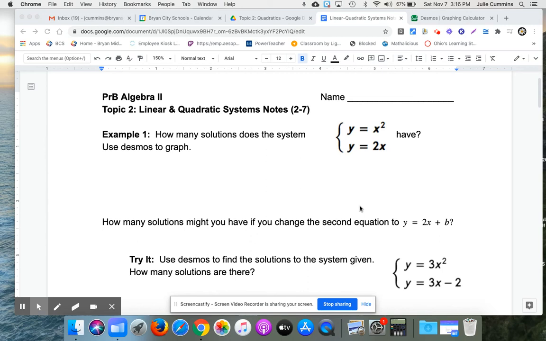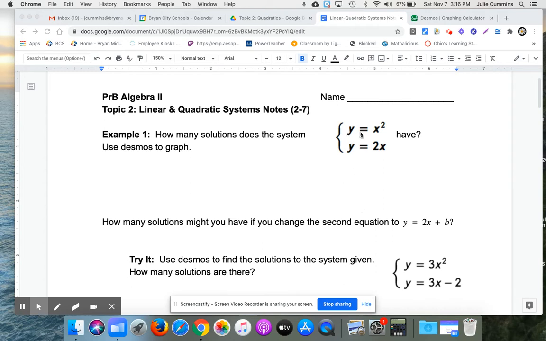In this lesson, we're going to talk about how to solve a system of equations that has a linear equation and a quadratic one. Before, when we solved systems of equations, it was just two linear ones, and we used substitution, elimination, or graphing. A similar idea applies, except now we have a quadratic. First, we're going to look at this one. We want to know how many solutions there are.